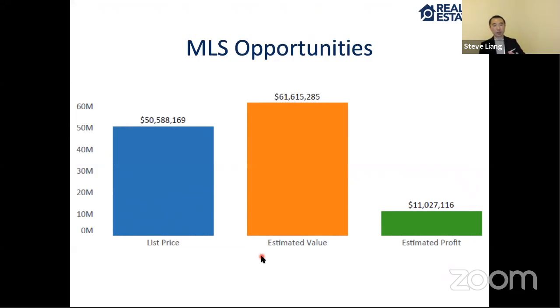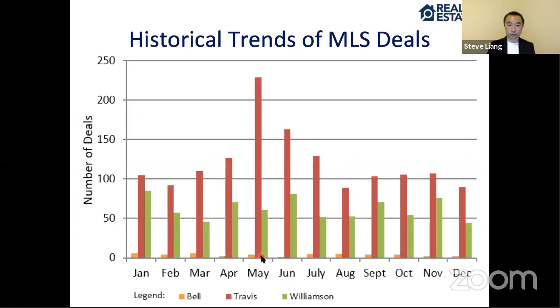If we add up all the asking prices and compare them to the estimated value, that's the collective after repair value, we have over $11 million of estimated profit. So a lot of opportunities in just the last 30 days.